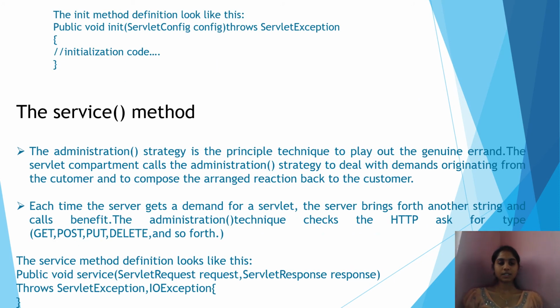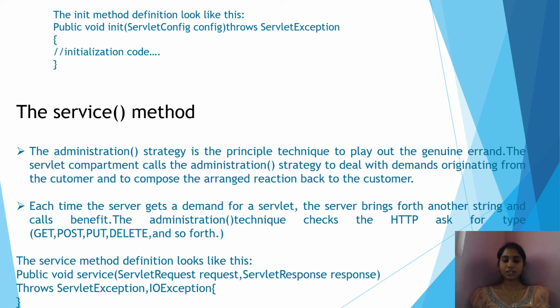The next one is the service method. In the service method, the web container creates the instance of a servlet after loading the servlet class. The servlet instance is created only once in the servlet lifecycle, and each time the servlet gets a request for the servlet, the servlet spawns a new thread and calls service.